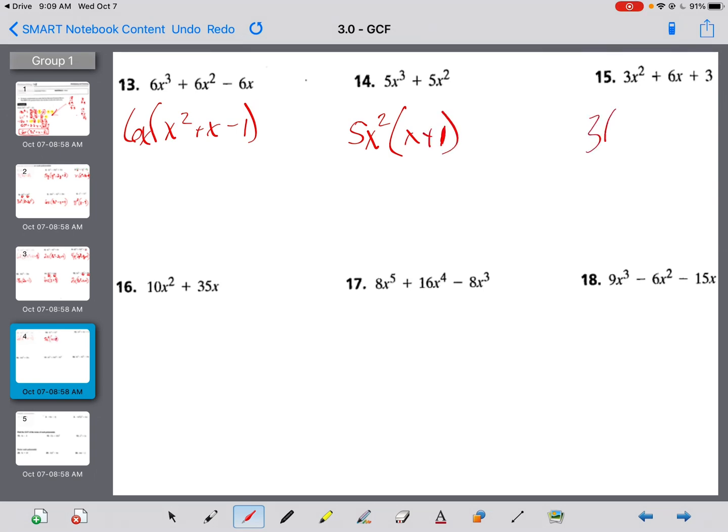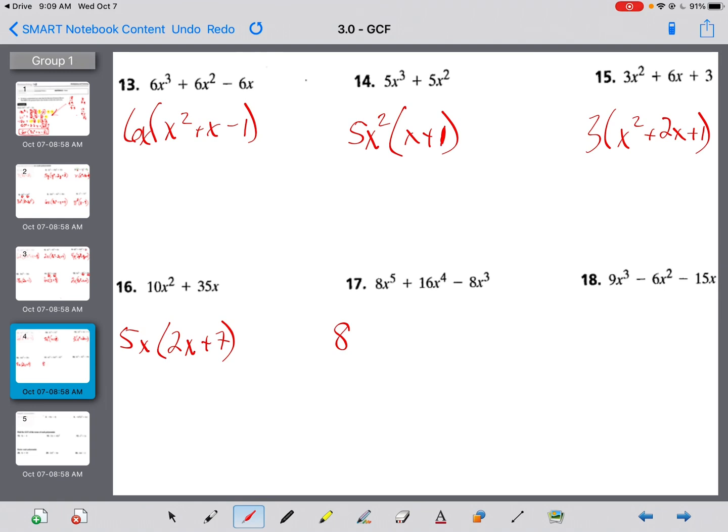They all have a 3. No, they don't all have a letter, so it's just going to stay x squared plus 2x plus 1. They don't all have 10, but they all have 5, and they all have an x. 2x, not squared though, because I just took an x off. Silly. And plus 7.